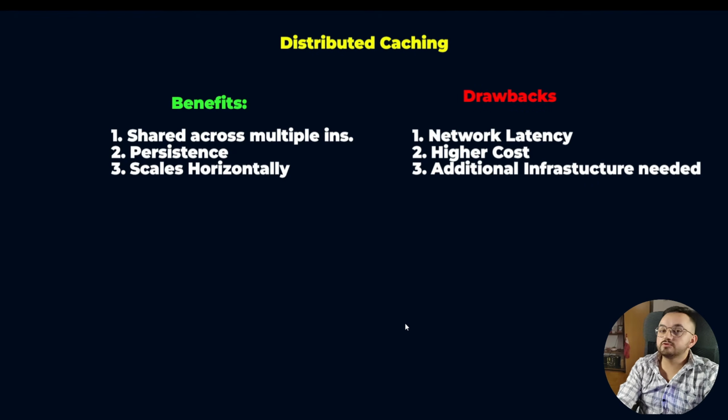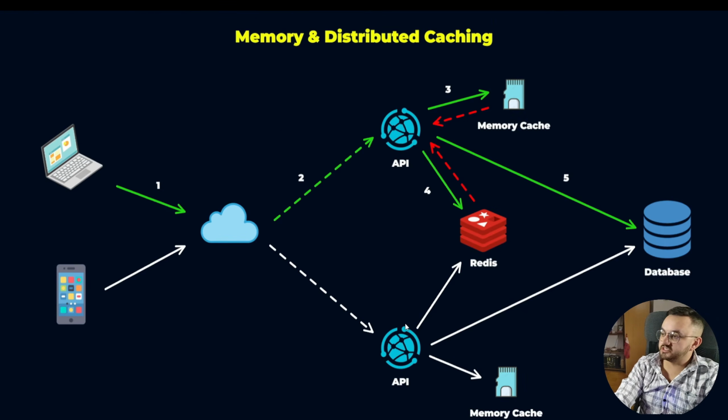Okay, because of the good combination between memory and distributed caching, we can use both in the same application in the same request. So this would be the flow. For example, if a client calls the API, for example this API instance number 1, the first thing is to check the local memory cache. If there is data in the local memory cache, that is a really fast response that the API can return to the client. If not, the API will call distributed caching.